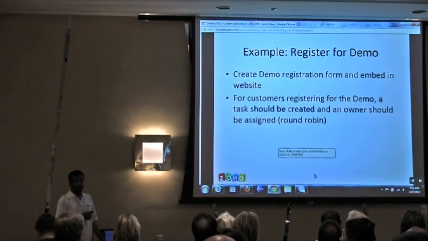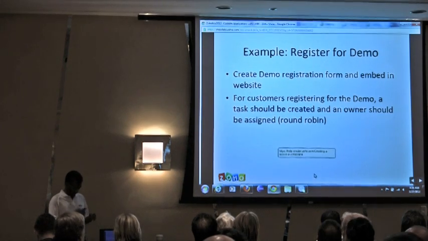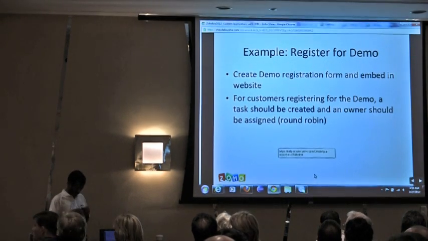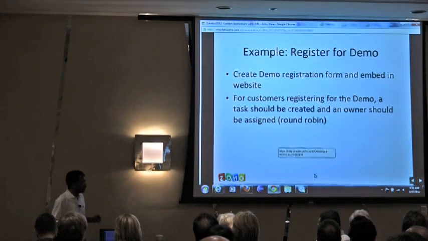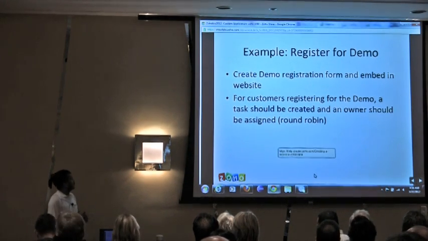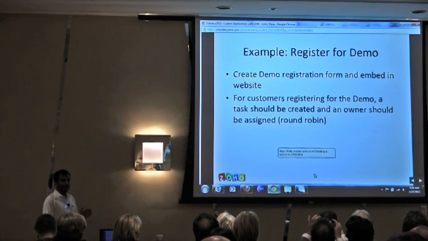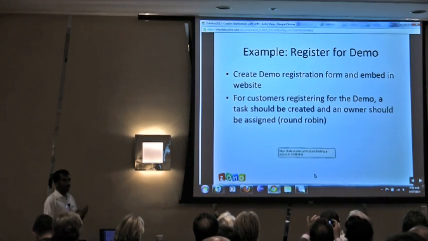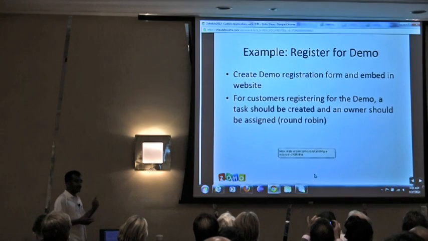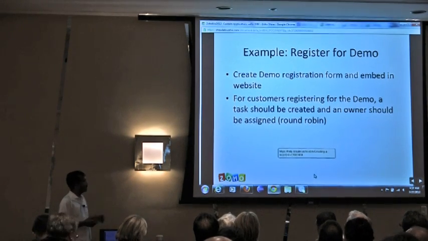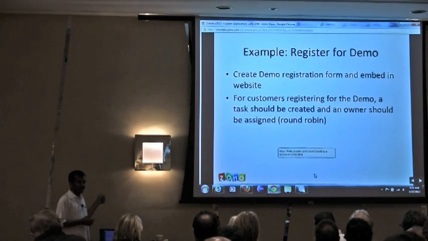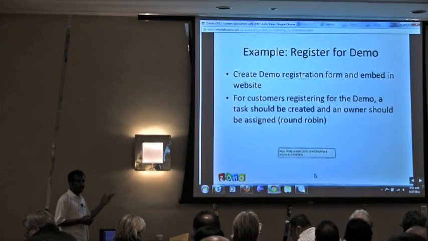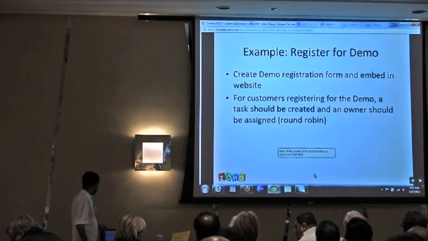This example is about having a demo registration form in your website. So when a visitor comes and registers for a demo, it should be tracked in your Zoho CRM. You should create a contact in CRM plus create a task and assign an owner to the task.